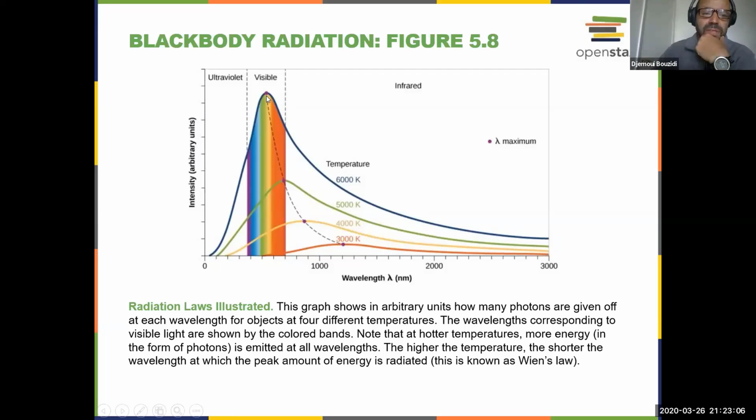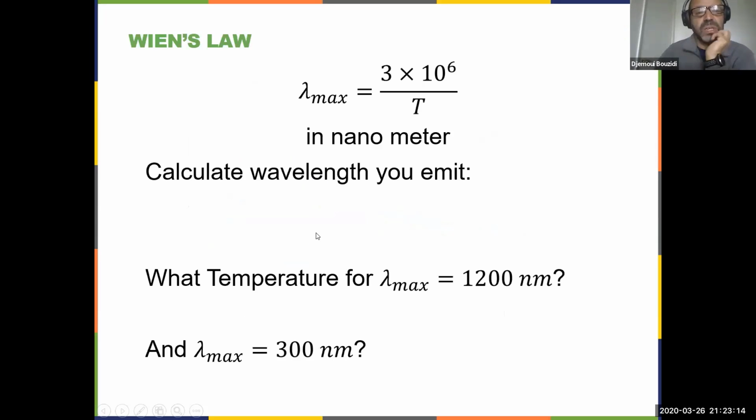If two objects have the same peak, they peak in the same frequency, they must have basically the same temperature. And this is actually given by this law, Wien's law. The peak wavelength, which is called lambda max in here, is given by this constant number: 3 million divided by T. Now, the wavelength is in nanometers, and T, the temperature, is in Kelvin.